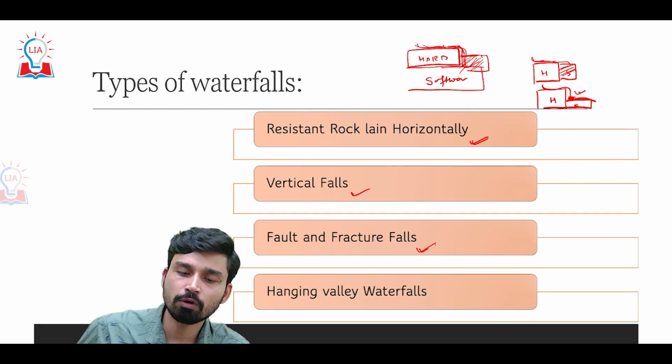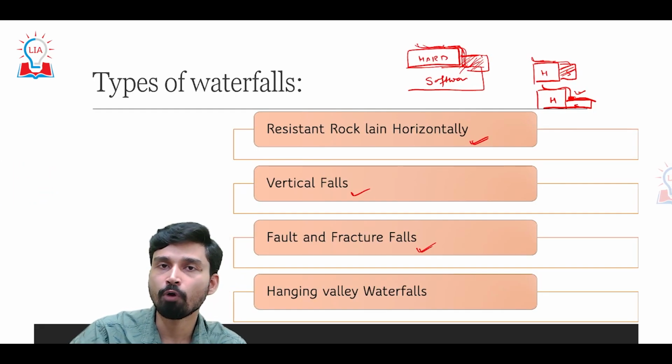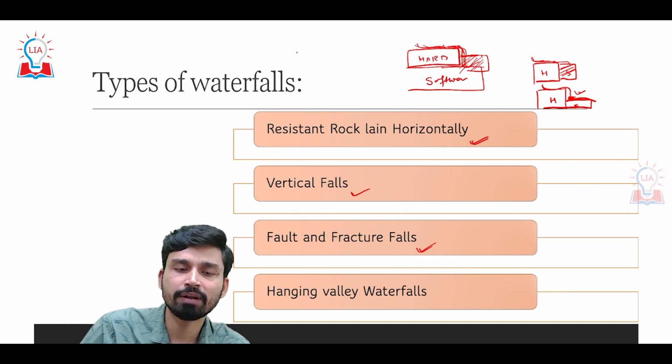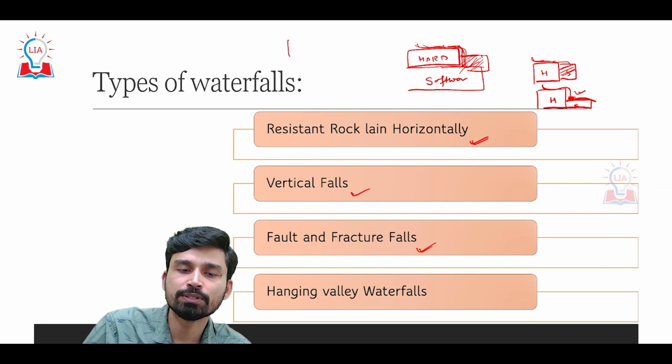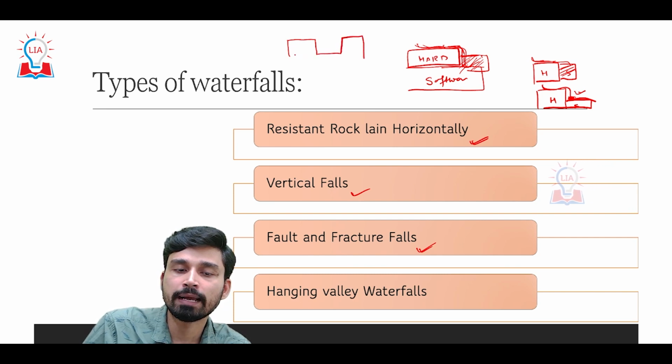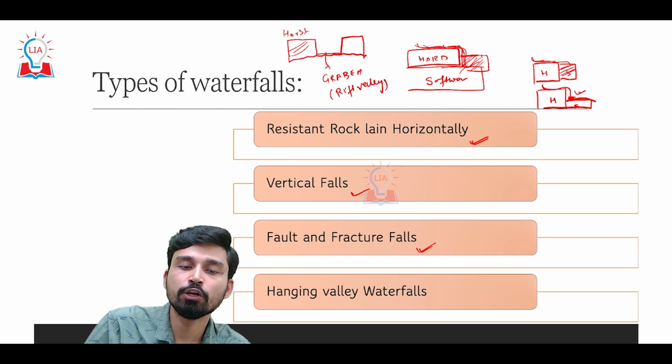The third kind of waterfall develops due to the tectonic phenomena of faulting and fracturing. Now, faulting and fracturing are simple phenomena where we have a region that is elevated on both sides, and then we have a region that is depressed in the central part. The elevated part is called a horst, and the depressed part is called a graben.